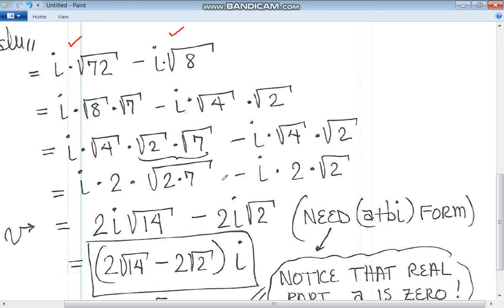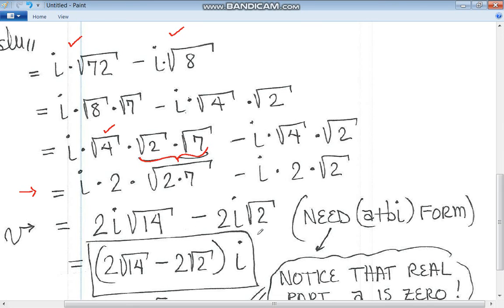Now, let's go ahead and put these two back together because I shouldn't have separated all of them. Neither of those have any more perfect squares, so they go together and multiply under a single radical sign. And I evaluate the square root of 4, and here I'll have i times 2 times the square root of 2 times 7, which will be 14, minus i times 2 times the square root of 2. And then over here, I'm going to move things around a little bit and get 2i times the square root of 14 minus 2i times the square root of 2.